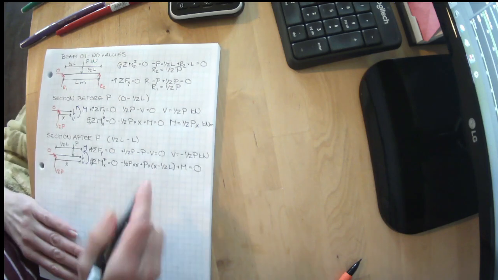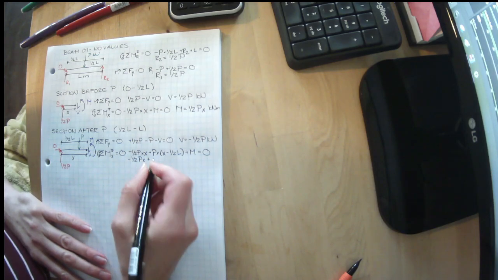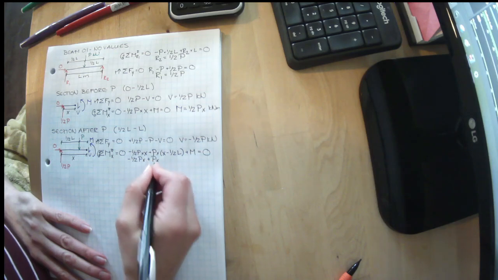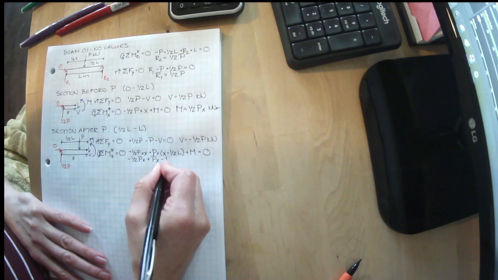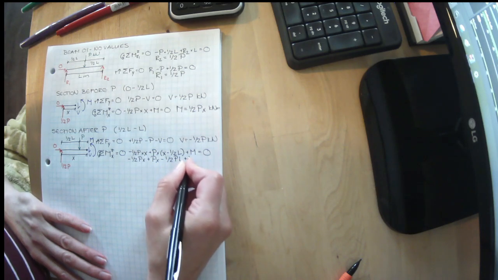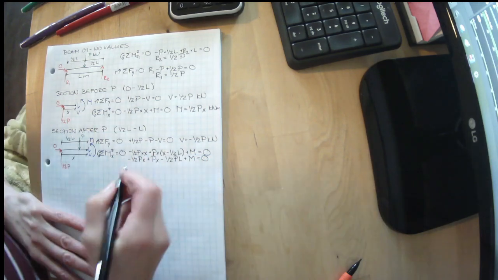So let's do this in stages. We've got minus 1/2 Px plus P times x, or Px, minus 1/2 PL plus moment equals 0. Let's bring these over to the other side.